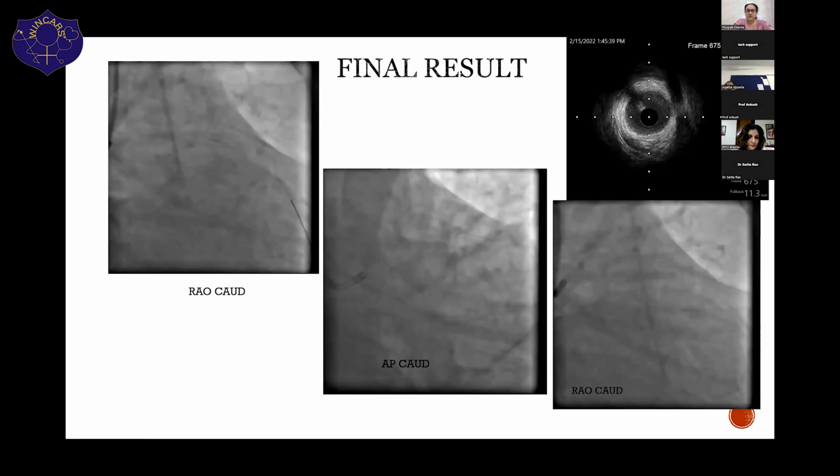So how does IVUS help in this? It was a complex case of proximal ambiguity, and the stakes were very high for a subintimal wire problem, because we were not able to localize the stump. The stakes are high, but IVUS made a very difficult case an easy task, and we completed the case within 30 to 45 minutes.